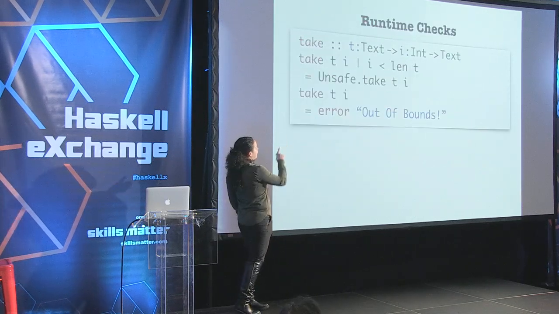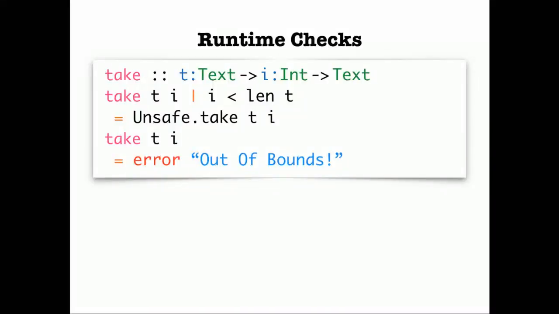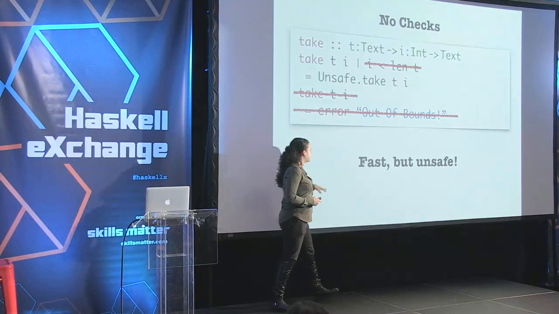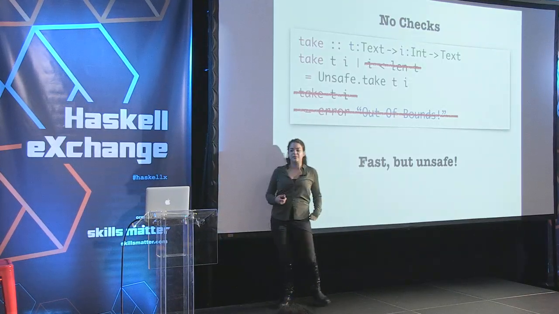But if I go deeper into the take function, I see that take is using an unsafe take function, and what it says is that if your index i is less than the length of t, then use the unsafe take function. Otherwise, throw a runtime error that says you don't have the permission to do that. So this is safe, but it is slow, because every time I am using take, I am doing one runtime check. But it is safe, and we are fine. But if we want to speed things up, then we can remove this runtime check. And now our code becomes fast, but it is not safe anymore.